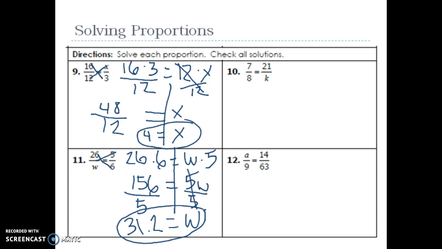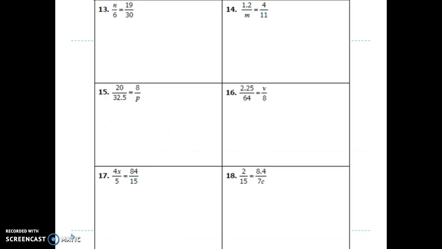So notice, we do not want to round. In this case, it came out a pretty decimal, but if it was going to be a long decimal, go ahead and write it as a fraction. If it's a whole number, just leave it how it is. But make sure we're writing what our variable equals. W equals 31.2, not just 31.2.